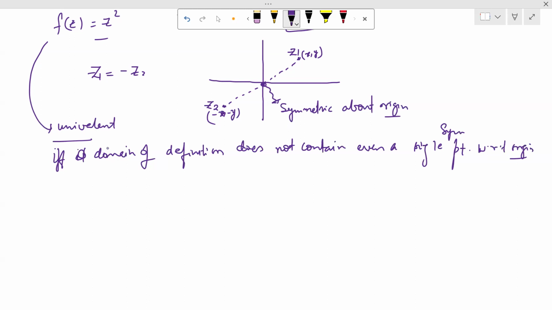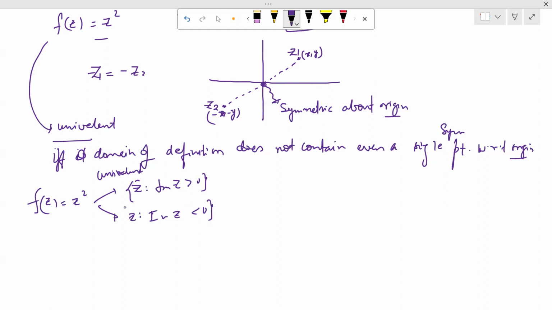So this is how things may be asked. Also, you can create univalence if you don't consider the entire circle. For example, f(z) equal to z square can be made univalent if you just consider the upper half. Upper half means all those elements in Z such that the imaginary part of Z is greater than 0. Or you just take the lower half. Then also your function is univalent.